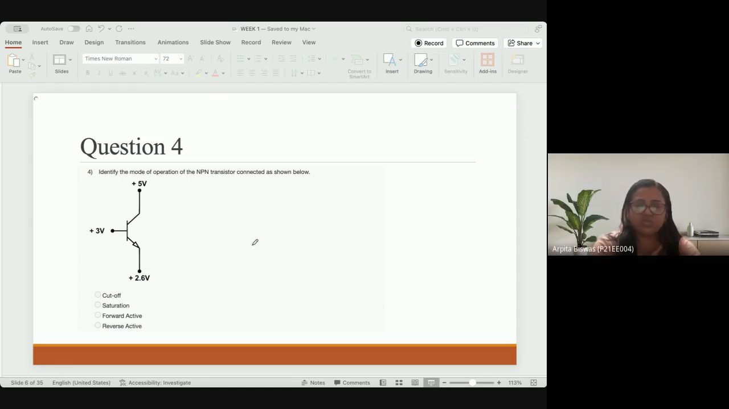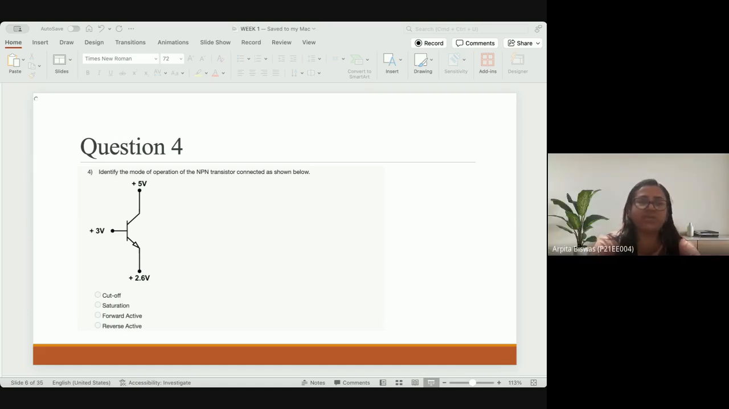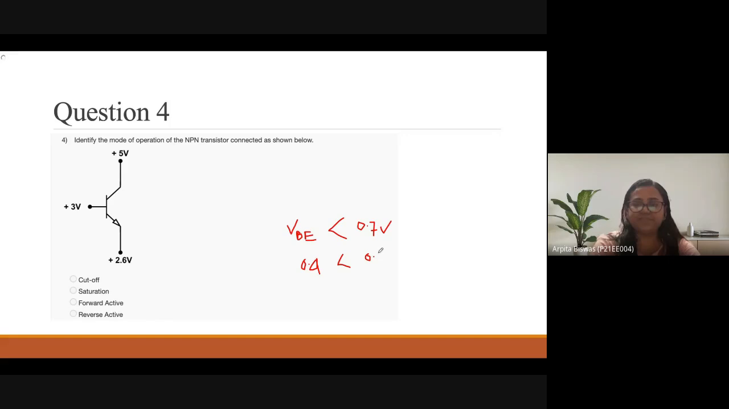Good. So the simple way to find out whether it is cutoff region or not: simply tell me what is the value of this VB. Is it less than 0.7 or not? Please calculate. Yes, ma'am, it is less than 0.7. This is 3 and this is 2.6. So what is the value of VBE? It is 0.4, right? So 0.4 is less than 0.7. So this NPN transistor is in the cutoff region. Okay, so the right option is option A. Good.